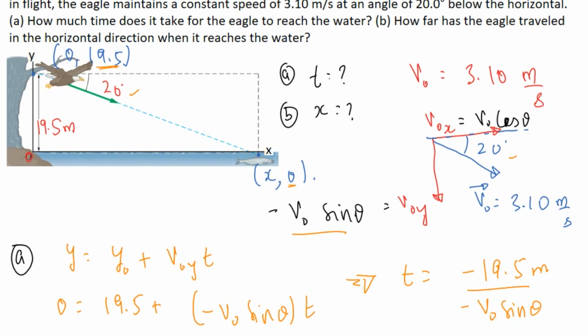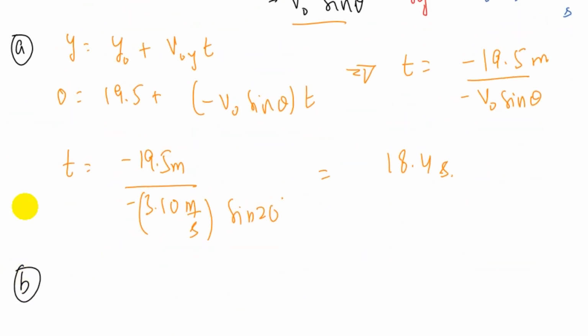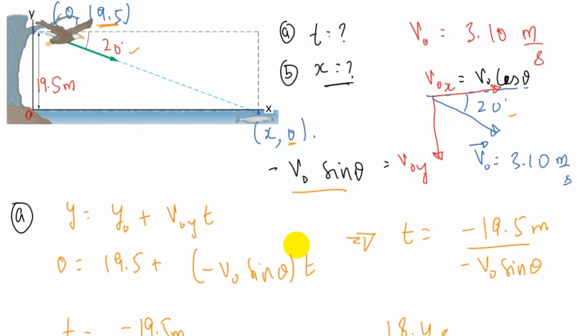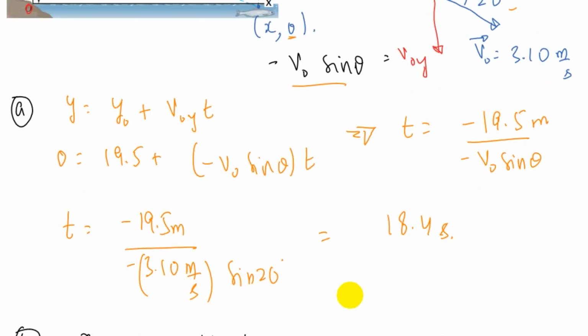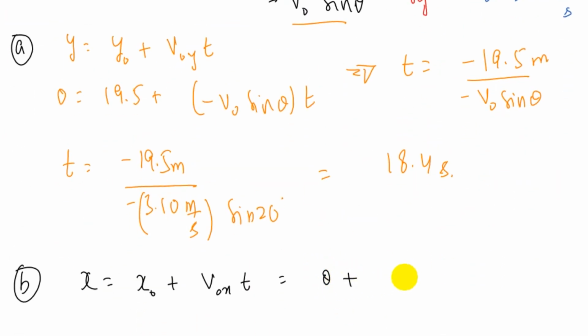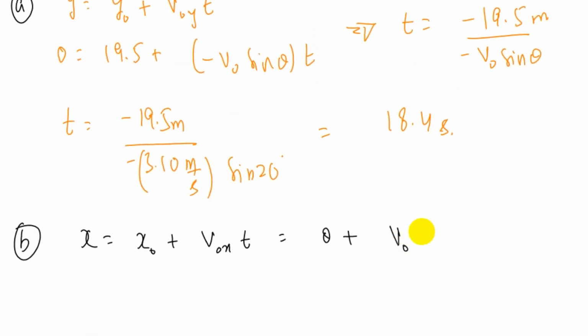Now next, in the B part, we have to find its horizontal displacement or horizontal distance traveled. So this will be x is equal to x naught plus v naught x times t. X naught is its initial position, the x coordinate, which is 0. So 0 plus v naught x. V naught x, we have v naught cosine theta. So v naught cosine theta multiplied with time. So we can put the values now.